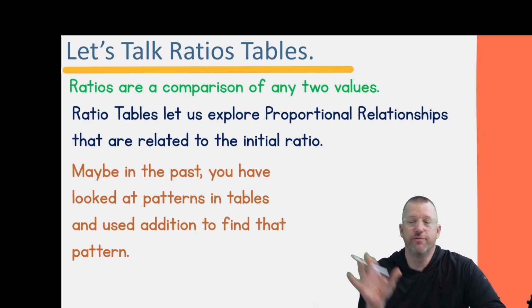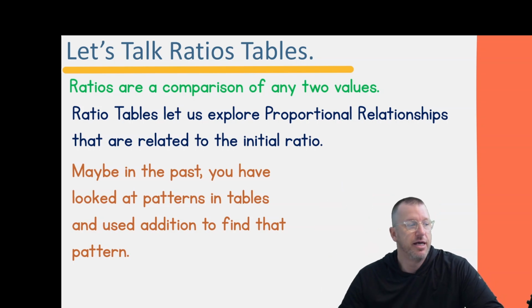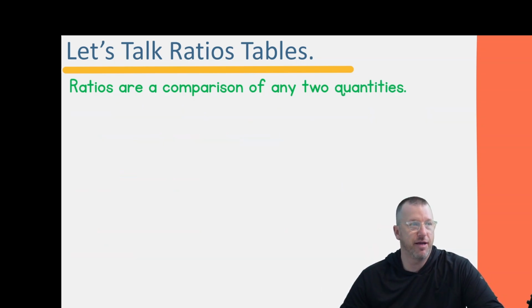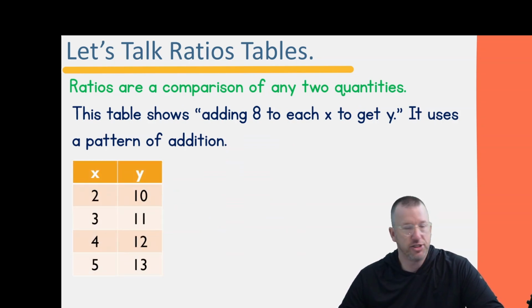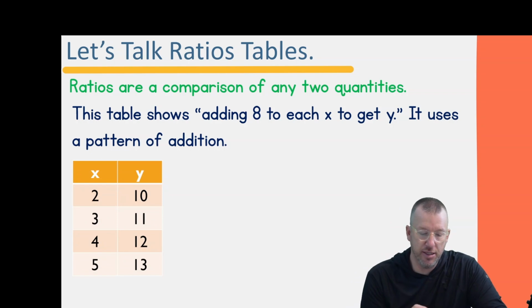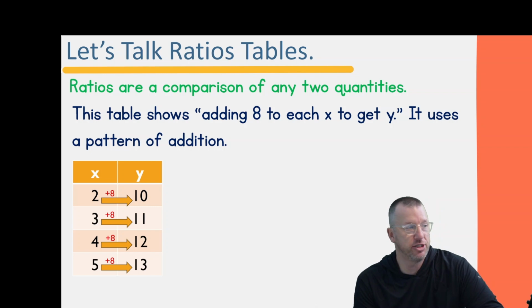But maybe in the past you've looked at a table, which is a collection of values on one side and a collection of values on the other, and you use addition to find a pattern. Maybe your teacher said, look at this table and see if you can figure out a relationship. Okay, so you might look at this and say, oh, I see. This table shows I take 2 and I add 8 to it and I get 10. Well, let's check and see if that's true. Yeah, 3 plus 8 is 11. 4 plus 8 is 12. 5 plus 8 is 13. There's my pattern. Okay, and that shows a good addition relationship.